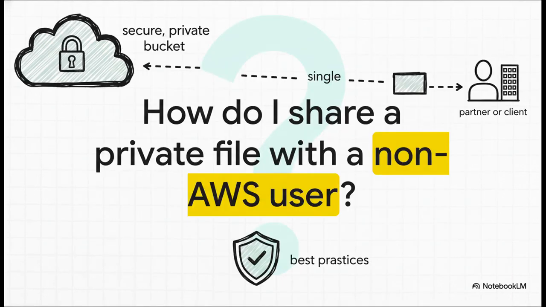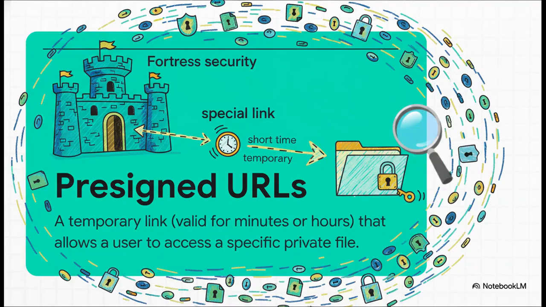Oh, this is a classic. I bet you've run into this. Your bucket is locked down tight, as it should be, but you need to send just one file to a partner or a client who doesn't have an AWS account. You definitely don't want to make the whole bucket public, so what do you do? The answer is a pre-signed URL, and this feature is just brilliant. You basically generate a special, unique link that has a security token built into it, and it's only good for a short time. Maybe 5 minutes, maybe an hour, you decide. It gives one person access to one file for a limited time without ever compromising the security of your fortress.